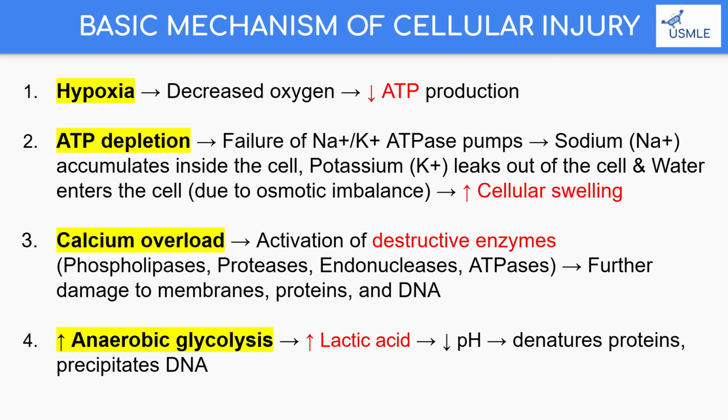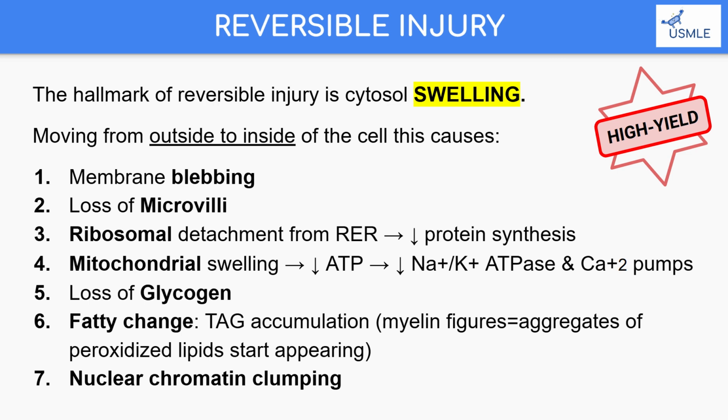While these are the basics of cellular injury, there are certain changes which are characteristic for each stage of cell injury. These concepts are high yield for any exam. When cells undergo reversible injury, one of the key features is cytosolic swelling. This is a hallmark of early damage and indicates that the cell is stressed but not yet irreversibly harmed. Let's break down how this process progresses, starting from outside and moving inwards.